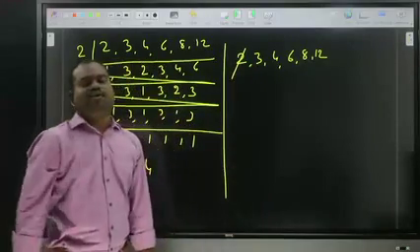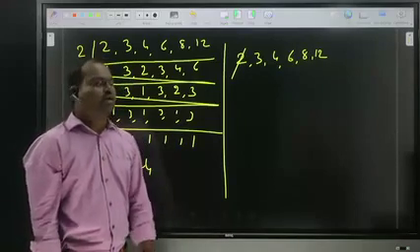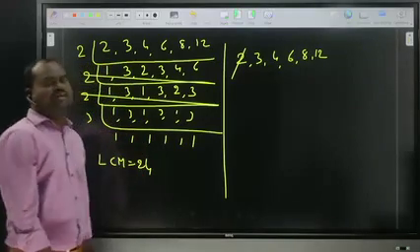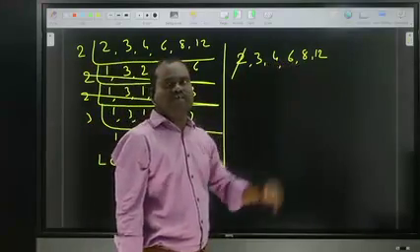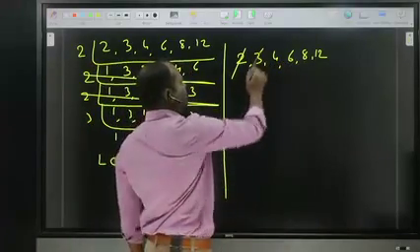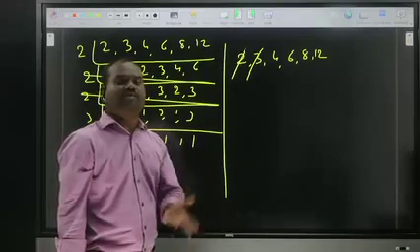If you are getting any one in the 2 table, we can eliminate the 2. Now next, 3. In the 3 table, can you get any one of these? 6 as well as 12 is there. So we can eliminate the 3. In that table, if at least one term is there, we can eliminate it.